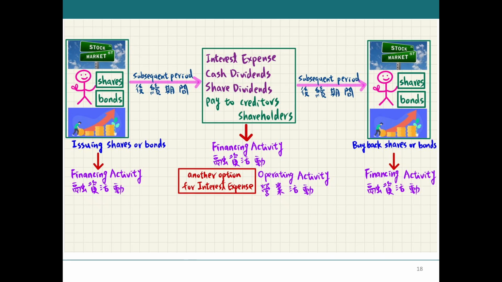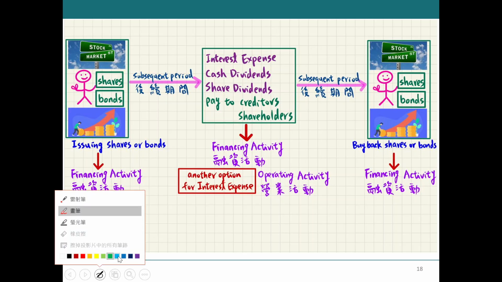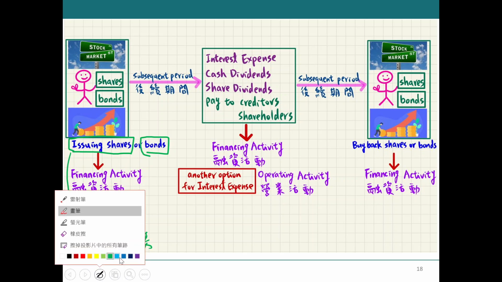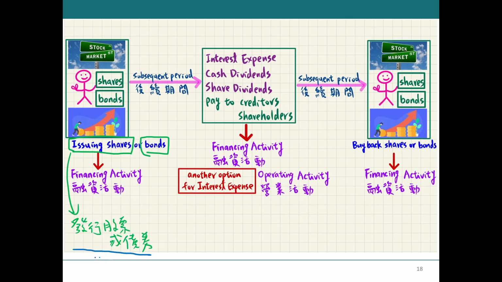No problem. So let's see your slide, page 18. Issue the bond, issue the shares. 发行股票债券 means what? Borrow money from creditors. Issue bond, or issue shares. 发行股票或债券。Means what? Means borrow money.